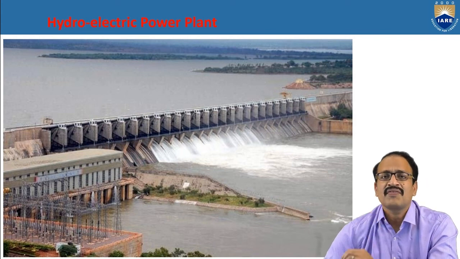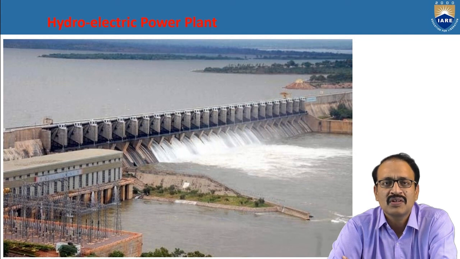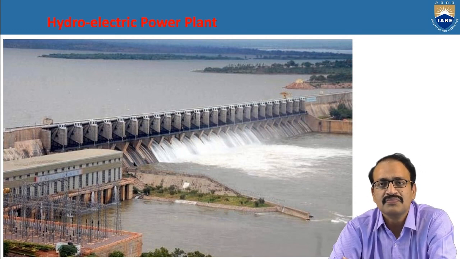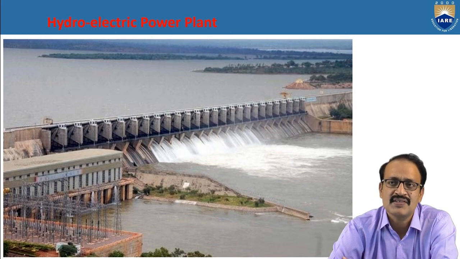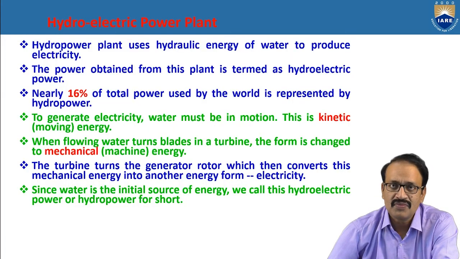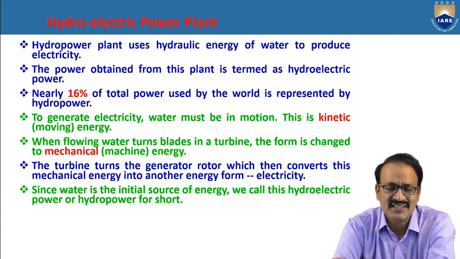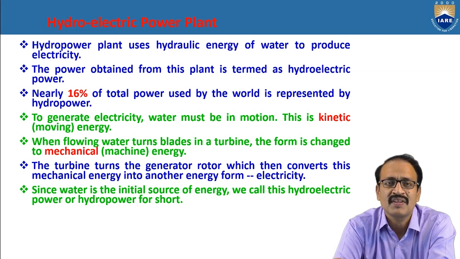The construction of the dam assures the supply of power throughout the year, at least some amount of power during the summer season also. We are able to reserve the water for the summer season, and we are able to control the floods in the rainy season. In the world, nearly 16% of the power generated is because of hydropower.